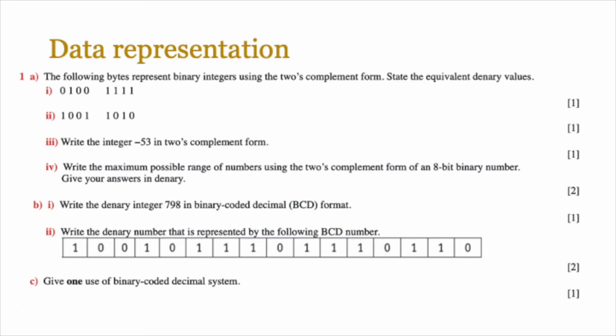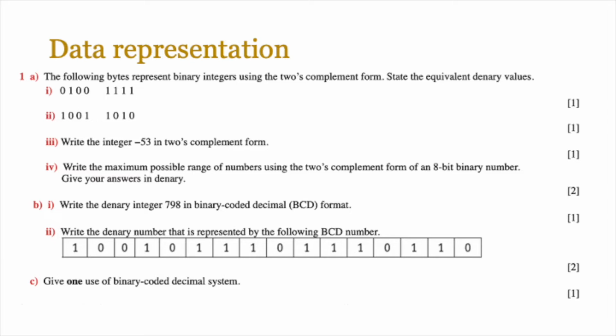Now pause the video and have a go at these questions, which should cover this part of the syllabus. Start by looking at the binary integers which are using 2's complement form. State the equivalent denary values. So you can see 0100, 1111, convert them back into denary. So these are already in 2's complement. So straight away you can look at the first digit and you know one is going to be a positive integer, the other is going to be a negative integer, and you can work it out.